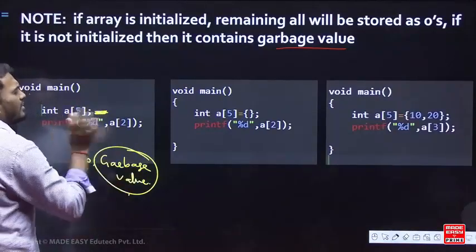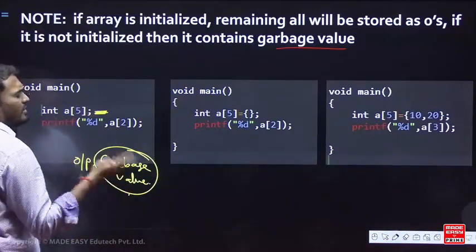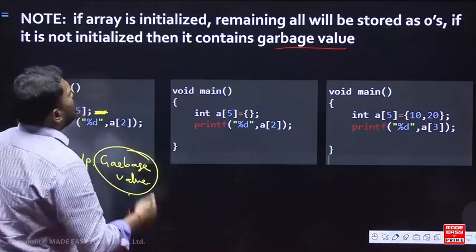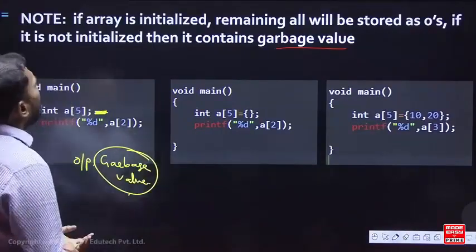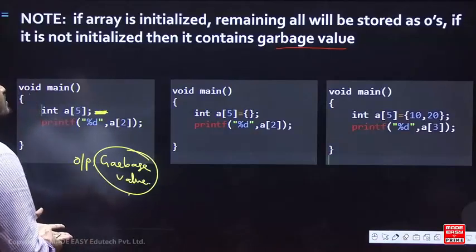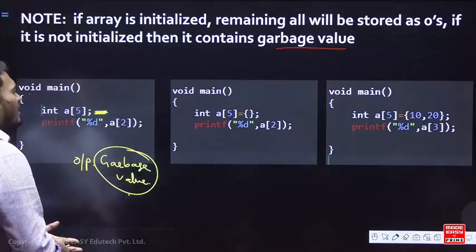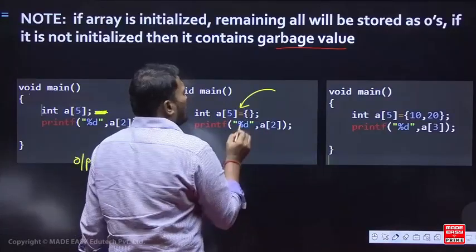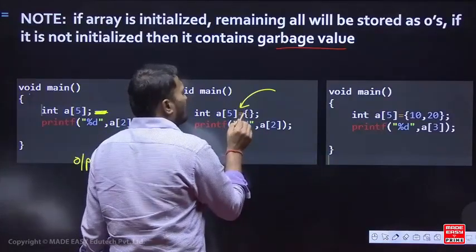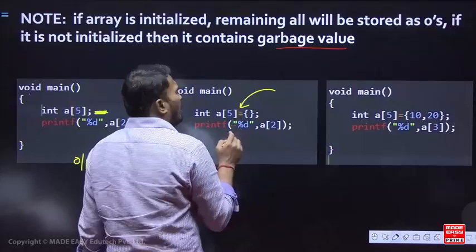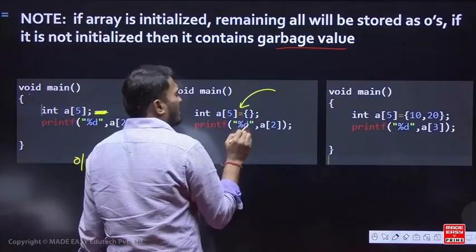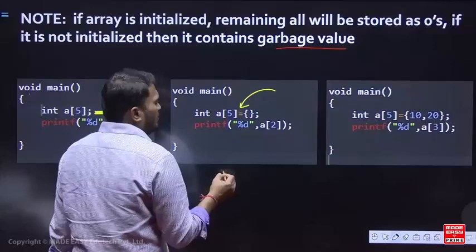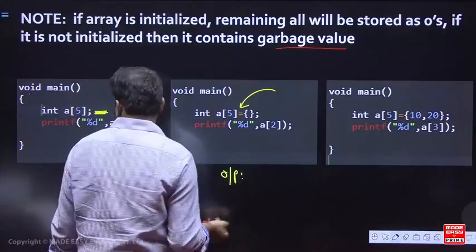Anything other than your data, that is a garbage value. If the array is initialized, the remaining will all be stored as zeros. If not initialized, then garbage value. So if equal to is given, it assumes the array is initialized, and then automatically it will take everything else as zeros.